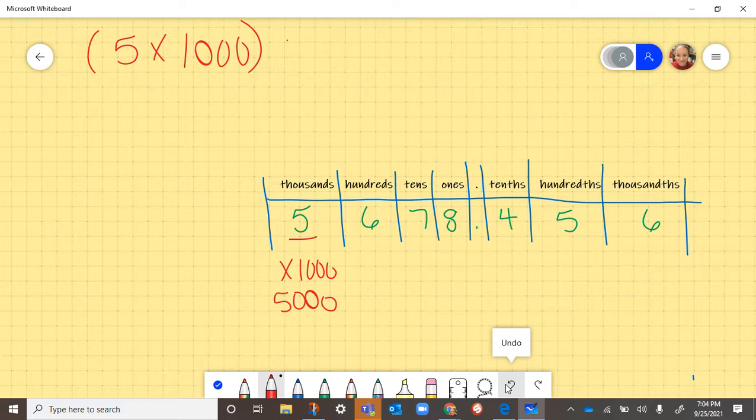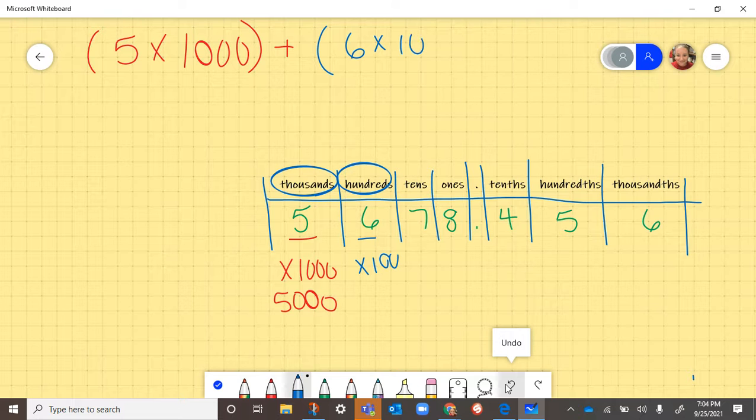Then I'm going to put my plus sign because when I add up all of these values, they're going to give me that whole number. And so I'm separating them by plus signs. Next, I'm going to do the 6. So I'm going to open my parentheses. I'm going to put the number 6. And now I see this one over here was the thousands. This one is the hundreds. So instead of doing it by 1,000, now I'm going to multiply it by 100. And when I do that, I get that value of 600.